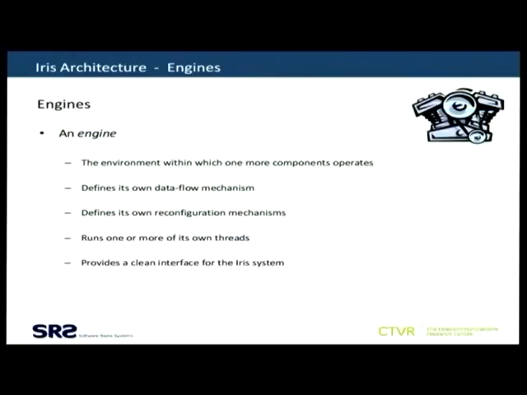So I spoke a little bit earlier about engines, and what is an engine? An engine basically is an environment within which one or more components run, and it defines its own data flow mechanism, it defines its own reconfiguration mechanisms, it runs one or more of its own threads, and it just provides a clean interface to the Iris system, to allow the Iris system to set it up and run it. And basically what this means is that it executes a section of the flow graph, but it's completely up to that engine how it does that, as long as it provides this clean interface. So with this approach, you can build new engines for different types of flow graphs, for different reconfiguration mechanisms, for different hardware, if you so wish. So it's going back to that idea of extensibility and making sure that the core as well as the component base itself can be easily extended.